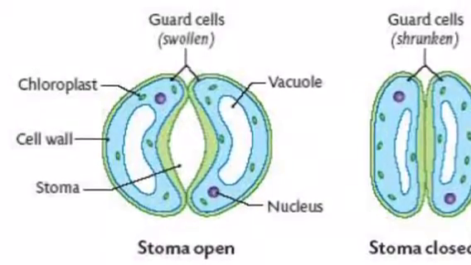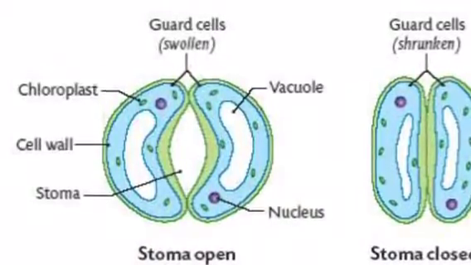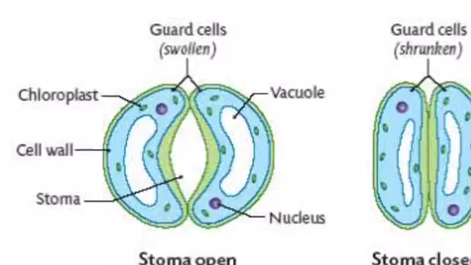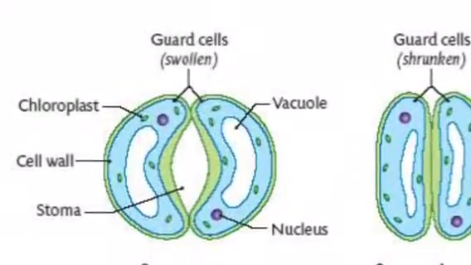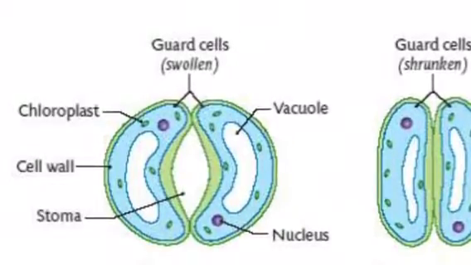Guard cells surround each stoma. They help to regulate the rate of transpiration by opening and closing the stomata.